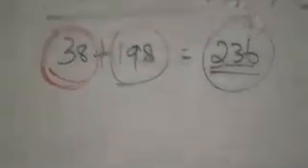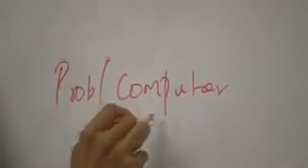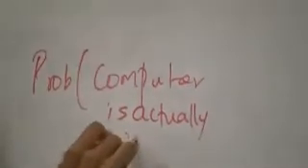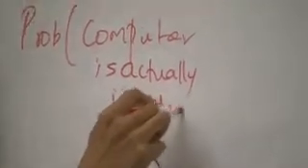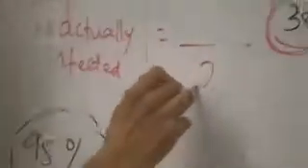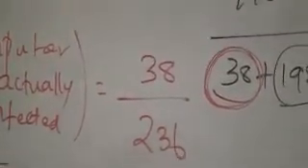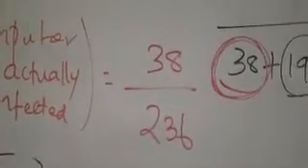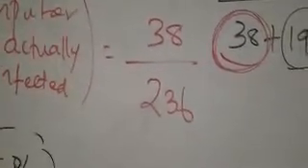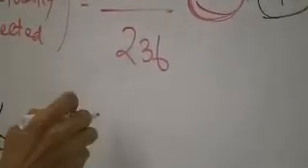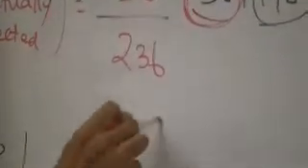Right. So the probability that your computer is really infected is, out of the 236 which are flagged as infected, it has to be one among those 38. So 38 over 236. Right? So if you do the math, it will come to 16% or 16.1%.